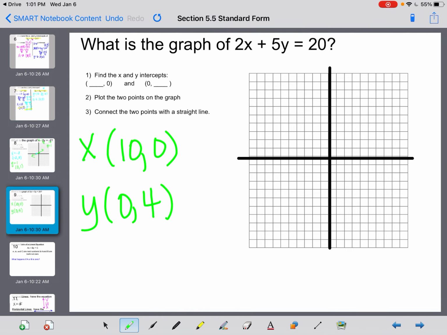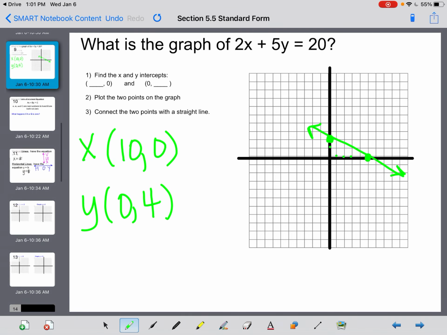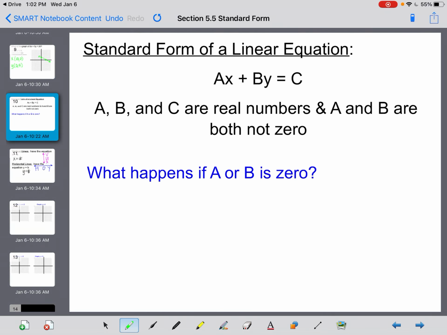Okay, I'm hoping that you got the x-intercept as 10, 0 and your y-intercept as 0, 4. So you'd have to go over 10, up 0. I'm going to count by 2s, so 2, 4, 6, 8, 10. And then your y-intercept is over 0, up 4, still counting by 2s. And then you draw your line with your arrows. If you have standard form, this is the easiest way to graph. You just find your two intercepts, connect the dots.